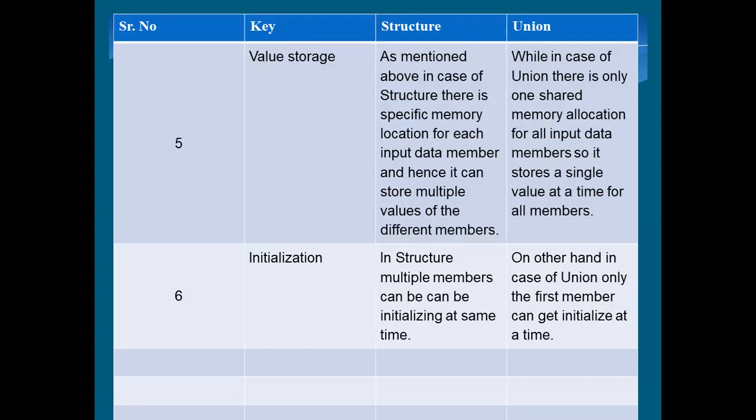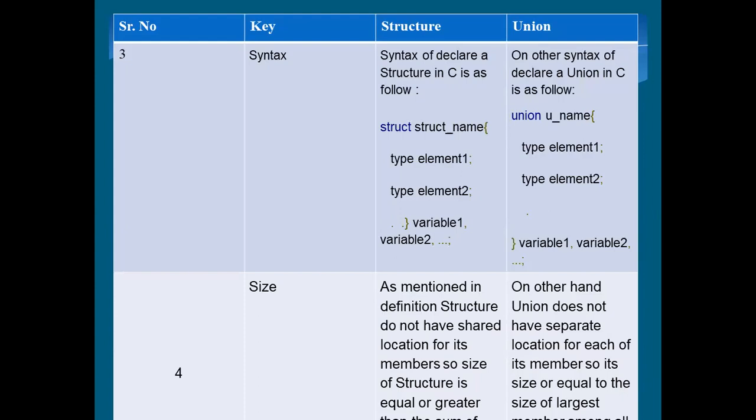So what is the general syntax for the structure? We write the struct keyword and a tag name, then open curly braces, close curly braces, and optionally we write the variable list and give the semicolon. Whereas in the union, we write the union keyword and the name of the union, open curly braces, close curly braces, and we can write the variable list also.